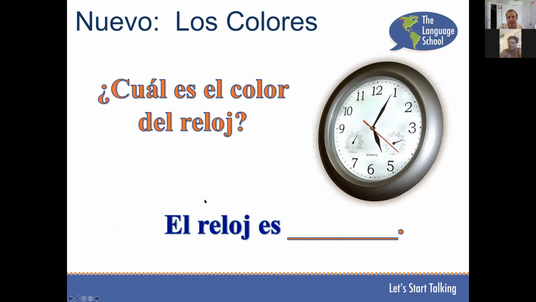¿Cuál es el color del reloj? El reloj is, I don't know which part of it we're talking about. Both. Gris, or black. We're looking for black and white here. Oh, gris, negro y blanco. El reloj es blanco y negro.